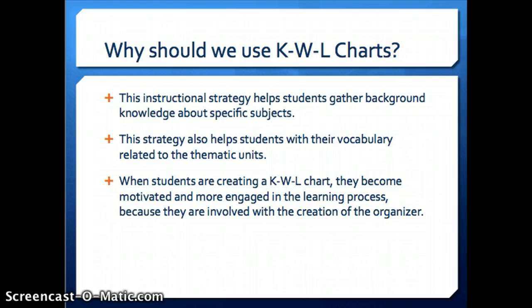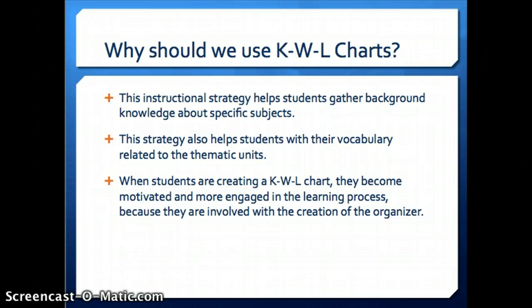This strategy also helps students with their vocabulary related to the thematic unit. So it helps build their vocabulary. That's why this is also very good for ELL students, because it's building on their vocabulary, and we all know that vocabulary is very important.